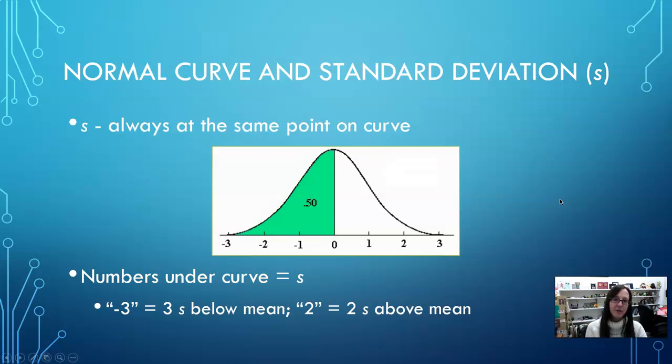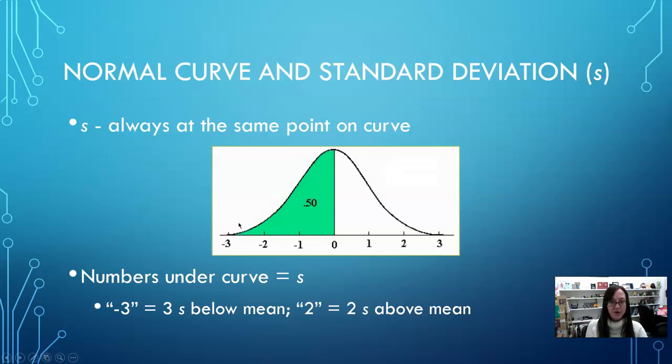So let's talk about another way we can use the normal distribution and standard deviation. As a reminder, if you haven't watched the video on the normal curve and standard deviations, go watch that one first. But as a reminder, we have S as our standard deviation.